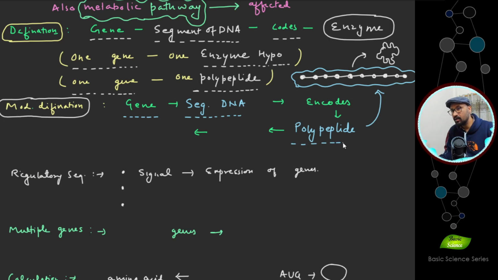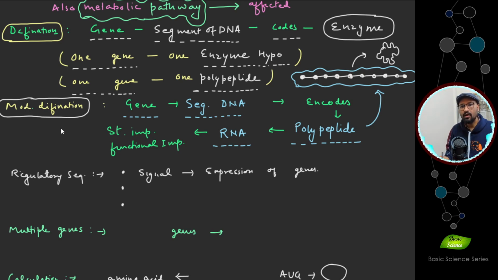Now, the polypeptide can be there. The extra thing that we found out later on is the RNA molecule. So I can also write that it can contribute to the formation of RNA, and RNA can be of structural importance or of functional importance. These are two important terms that we need to remember. Moving on to the next concept, which is regulatory sequence. I just thought that I should put this point here, that regulatory sequences are also there.